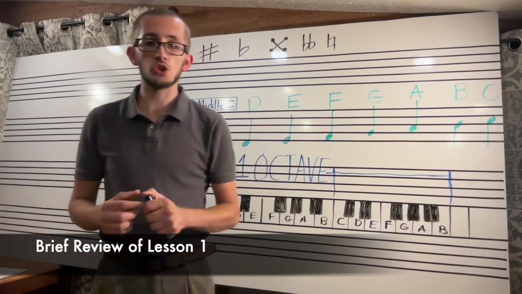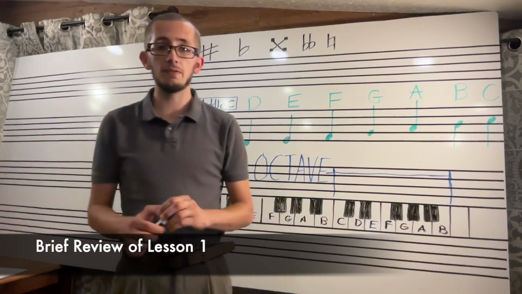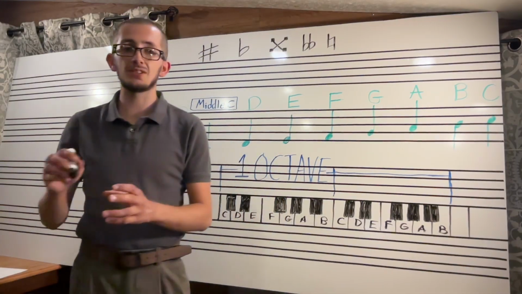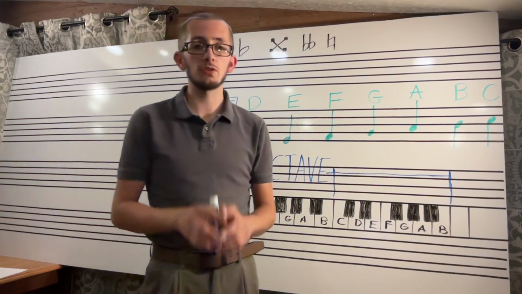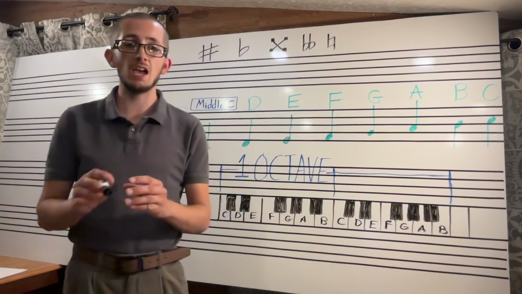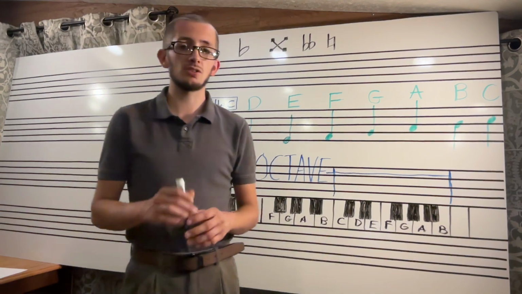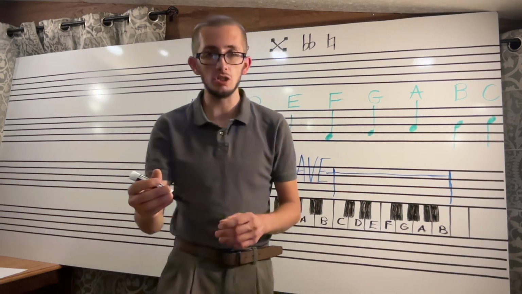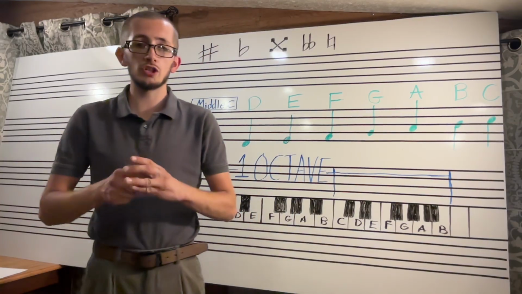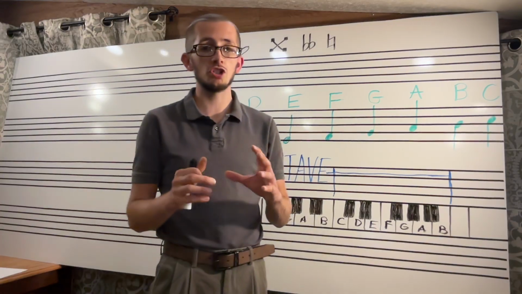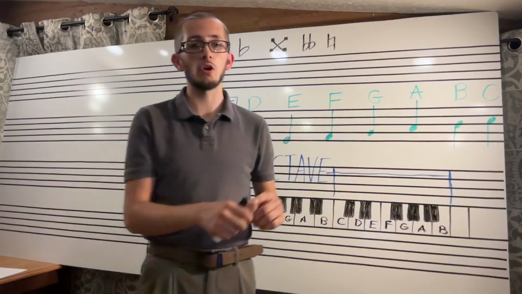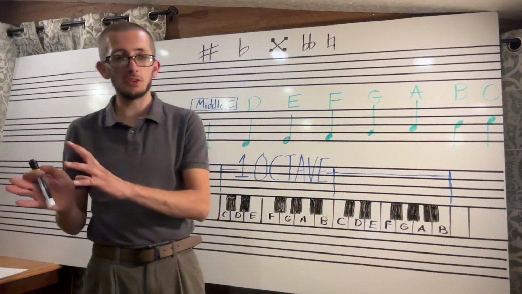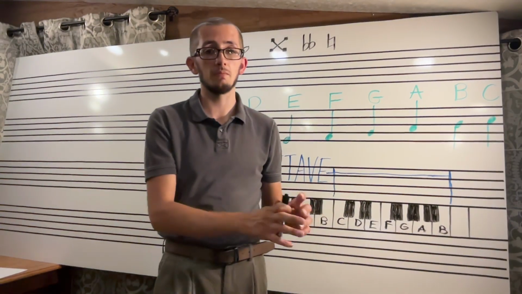So the lines of the treble clef are E, G, B, D, F, and the spaces are F, A, C, and E. The lines for the bass clef are G, B, D, F, and A, and the spaces are A, C, E, and G. So if you need refreshing on that material, I suggest you check out lesson number 1 first, because everything in music theory builds on what was taught previously.